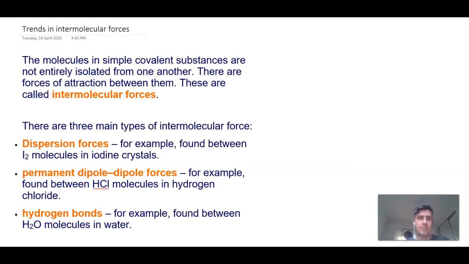This final Chapter 7 video looks at the intermolecular forces, the three types, and then it talks about the trends in those intermolecular forces. So to start with, let's look at the types.